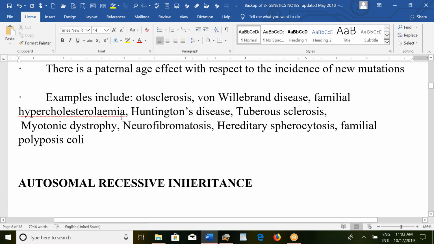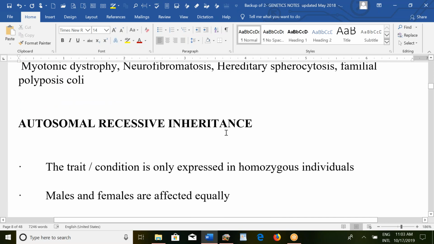Common examples are otosclerosis, von Willebrand disease, familial hypercholesterolemia, Huntington's disease, tuberous sclerosis, myotonic dystrophy, neurofibromatosis, hereditary spherocytosis, and familial polyposis coli. Regarding von Willebrand disease, types 1 and 2 are autosomal dominant, type 3 is recessive, but mostly it is categorized as autosomal dominant.